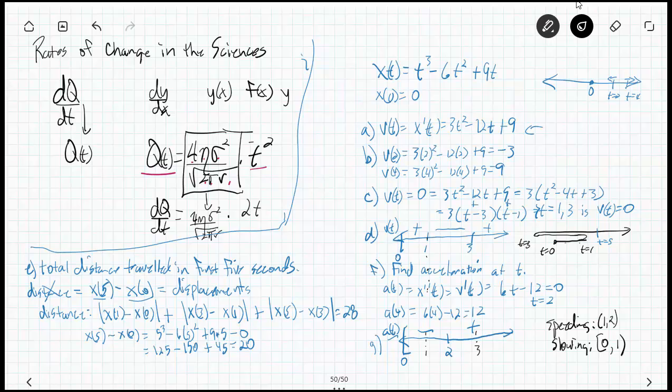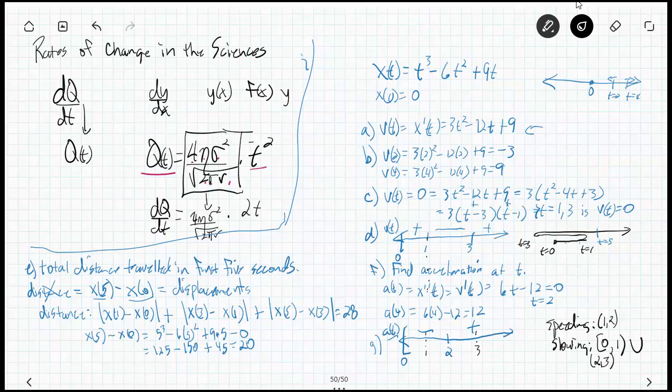Let's look at from 2 to 3. Velocity is negative from 2 to 3. Acceleration is positive from 2 to 3. They are opposite. So the way I do this is with a union sign, and I go from 2 to 3. That's when I'm slowing. They're opposite signs. All right?